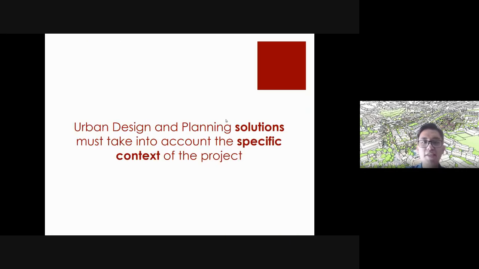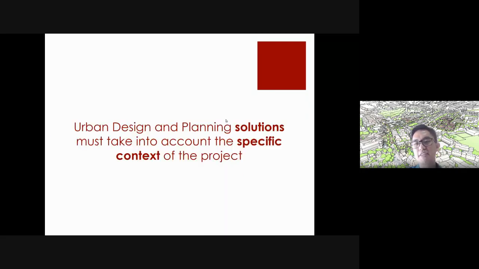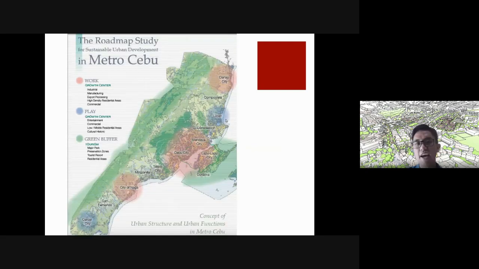So urban design and planning solutions must take into account the specific context of the project. So whether you're developing a subdivision, a small, maybe even a new commercial area, airport, public market, what have you, you must really do your homework and research what kind of people are here. Who is this project for? Who's paying for this project? And making sure that the goals of that project, number one, align with the needs of the city, and then, are the goals actually feasible?